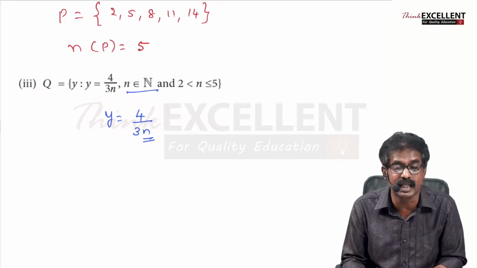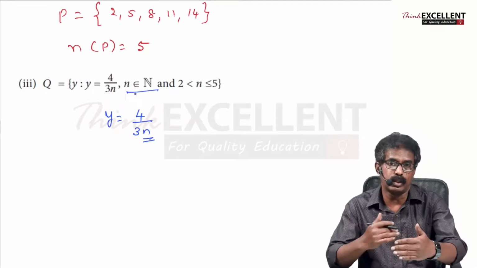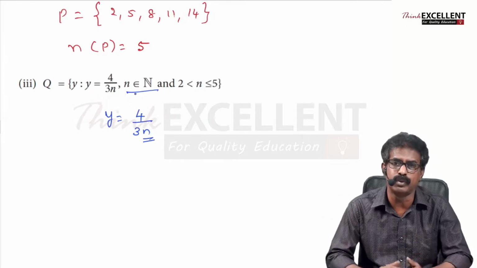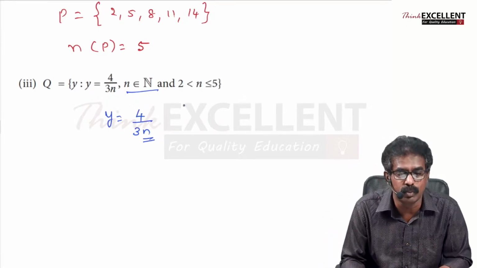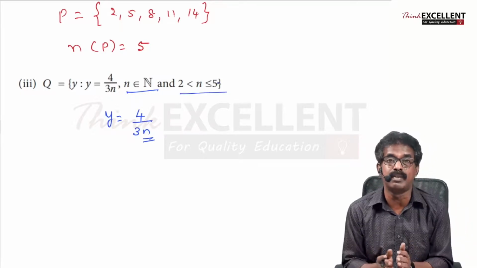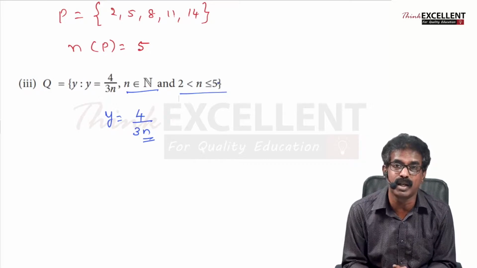There are two conditions. n is a natural number. In the previous question they said n is a whole number, so 0, 1, 2, 3, etc. You can take any value. But here there is a condition. Not only is n a natural number, there is one more condition: n must lie between 2 and 5, in which 2 is not included, 5 is included.